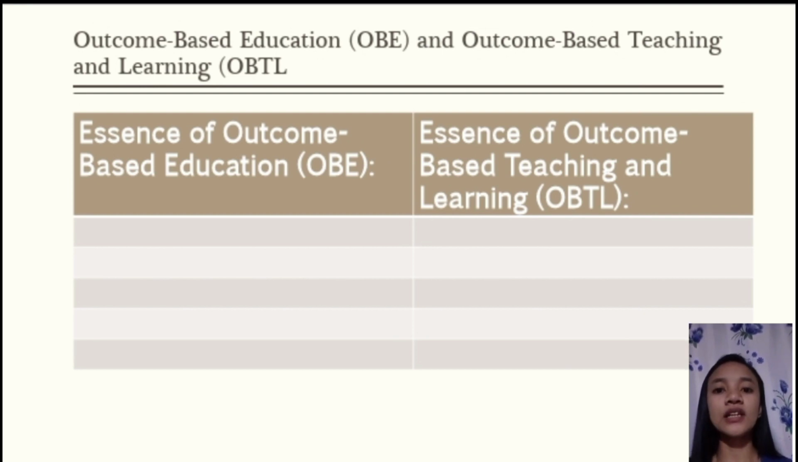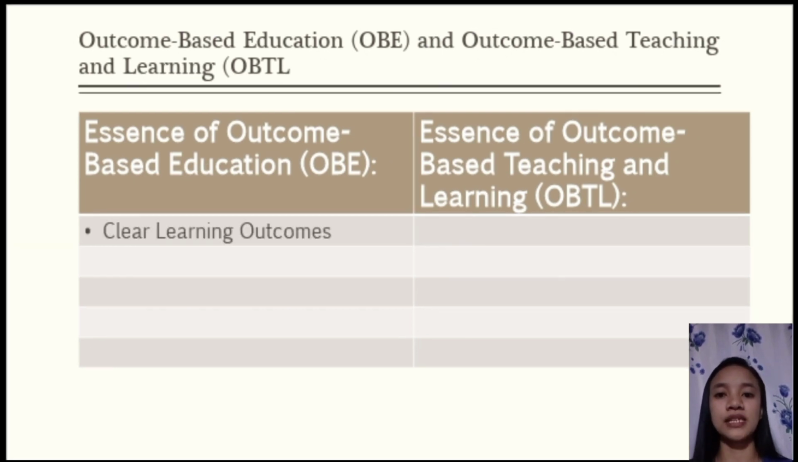Now, outcome-based education is centered around clearly defining desired learning outcomes and aligning all aspects of the educational process to achieve those outcomes. The essence of OBE can be summarized as follows. First, it has clear learning outcomes. OBE starts with the end in mind. It defines specific, measurable, achievable, relevant, and time-bounded, or SMART, learning outcomes that students should demonstrate by the end of a course or program.